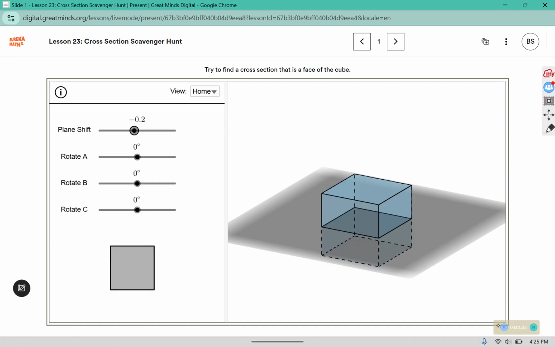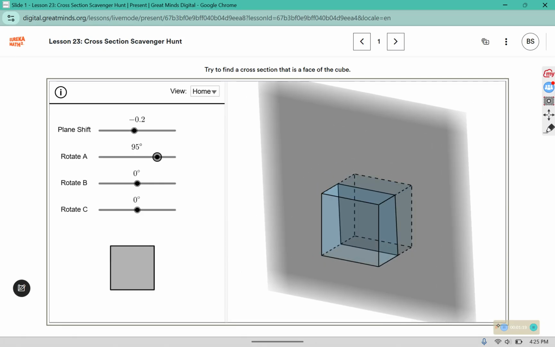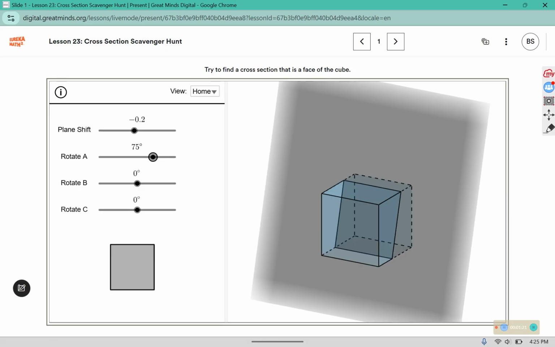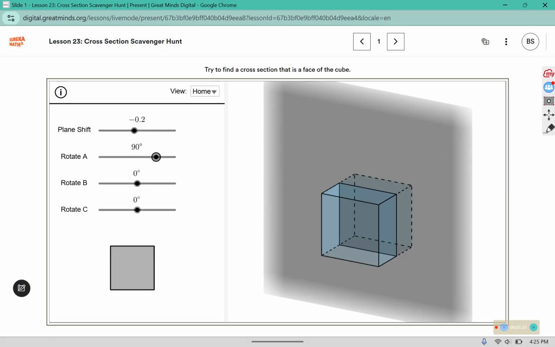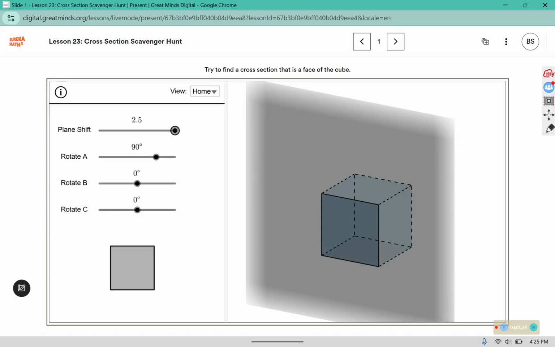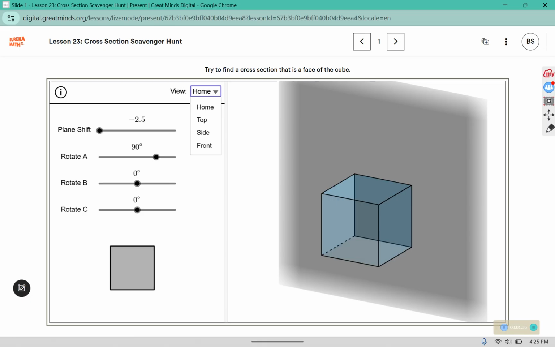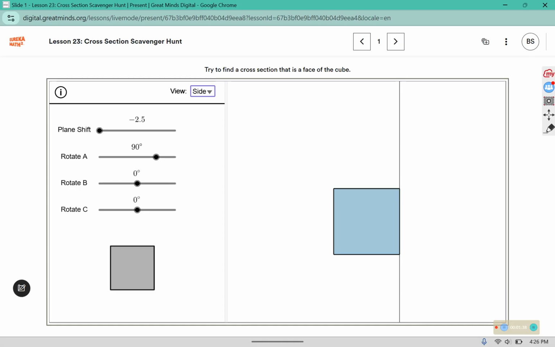or we could rotate and get a face on the side or on the front, and shift it forward or backwards. So you can see that it lines up there.